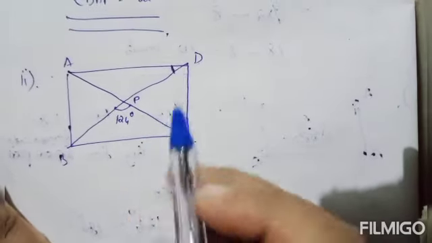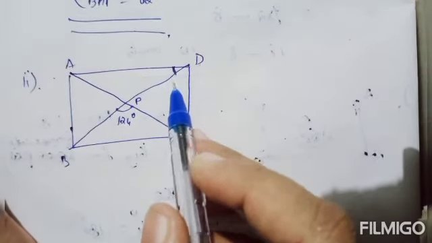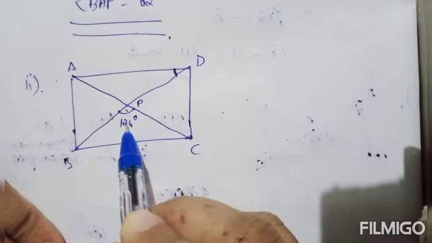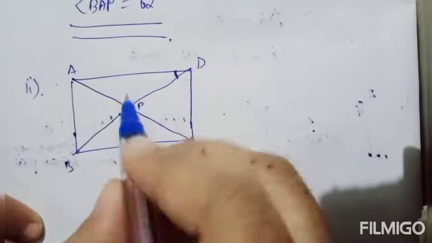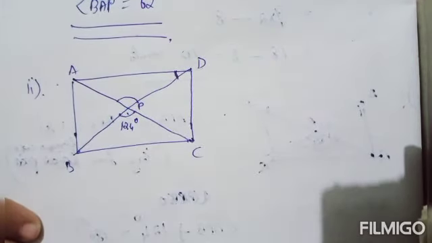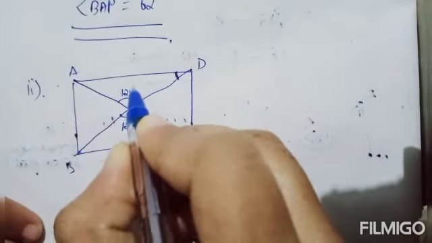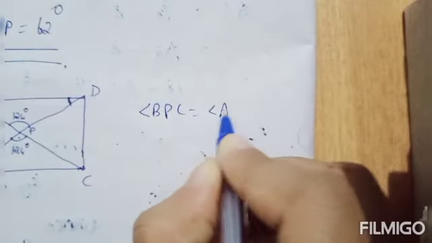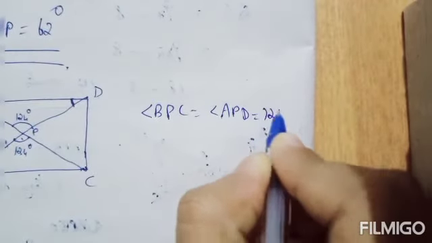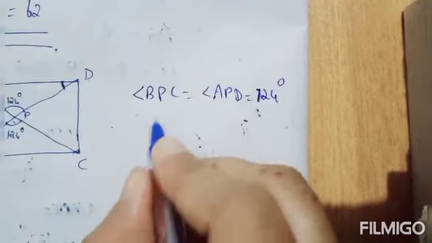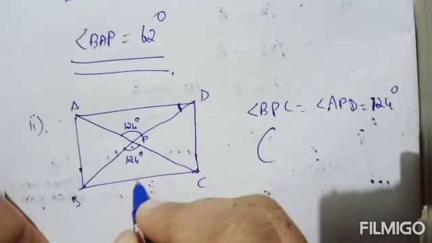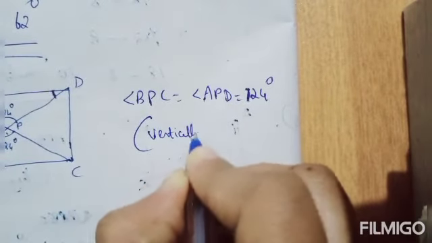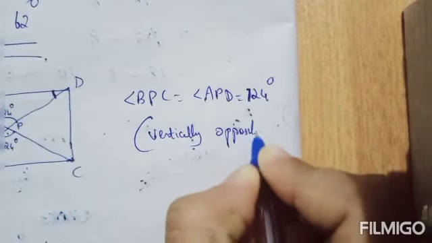In that second one, you have to find angle ADP. Now you know angle BPC equal to 124 degrees, it is given. So what will be angle APD? This angle is also 124 degrees. Angle BPC equal to angle APD equal to 124 degrees. The reason is they are vertically opposite angles, so they are equal.